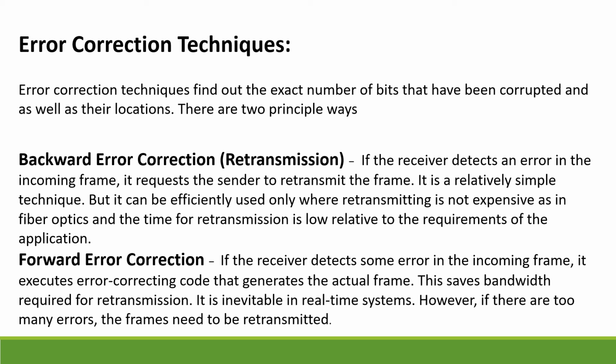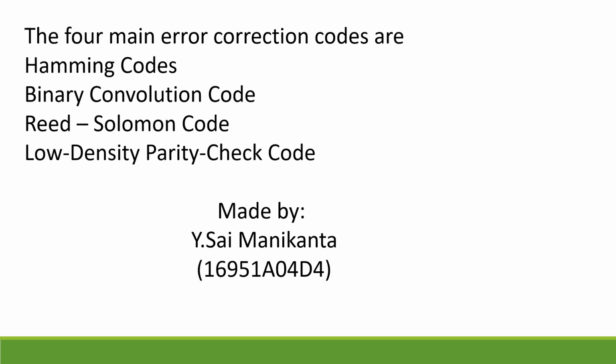Forward error correction. If the receiver detects some error in the incoming frame, it executes error correction code that generates the actual frame. This saves bandwidth required for retransmission. It is unavoidable in real-time systems. However, if there are too many errors, the frames need to be retransmitted. The four main correction codes are Hamming codes, binary convolution code, Reed-Solomon code, and low density parity check code.